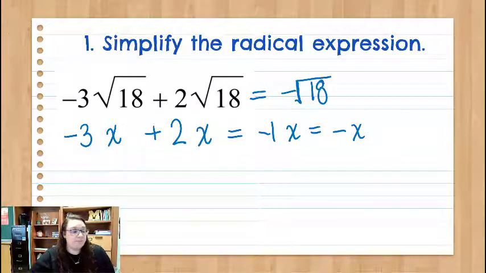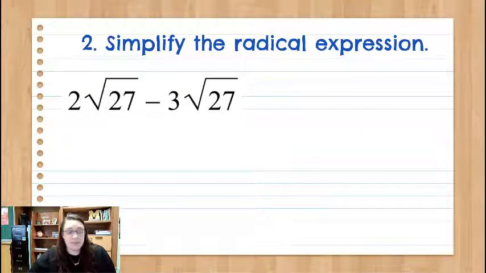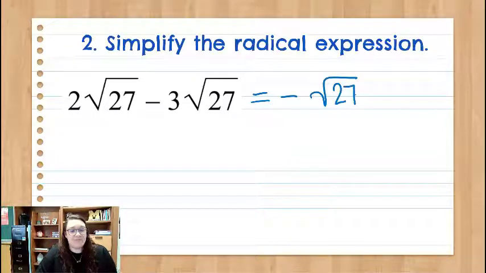Let's try another. In this case, again, they're the same. So 2 minus 3 is negative 1. Again, so negative root 27.